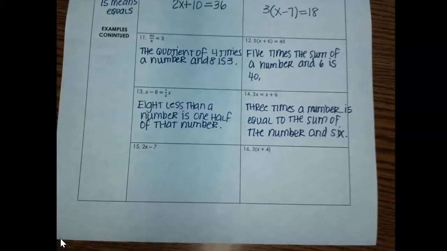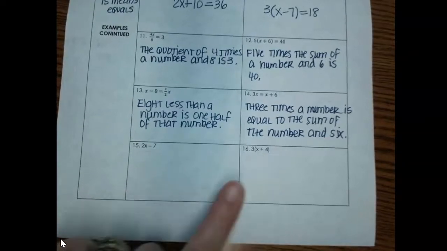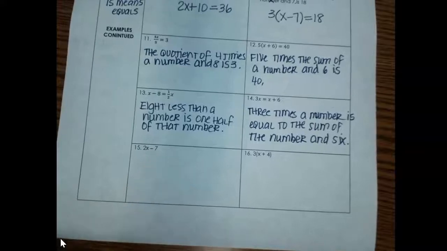Now, pause the video and try these last two on your own and see how you did. Notice they are not equations. They do not have equal signs. So you wouldn't have this happening is equal to or is this, because it's not an equation. Pause the video and give it a try.